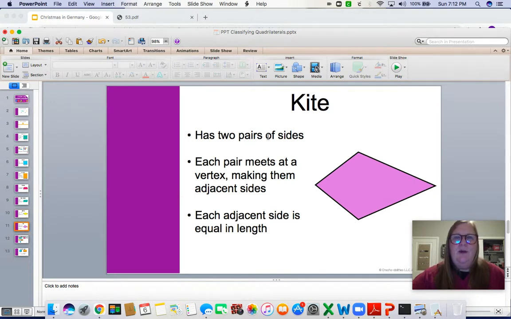It has 2 pairs of sides. So this is a pair because they are the same length, and this is a pair. Obviously, they're longer in length. Each pair meets at a vertex, making them adjacent sides. So this line and this line meet at this vertex, and the long lines meet at that vertex. And each adjacent side is equal in length. And we kind of talked about that. The top and this bottom are equal in length, and this top and bottom are equal in length.